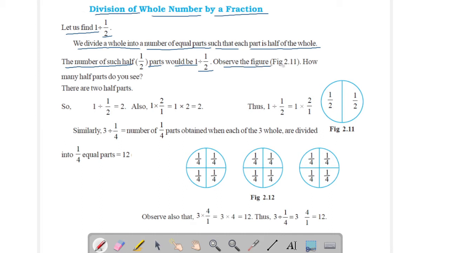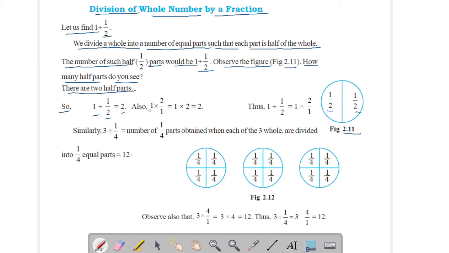Observe the figure. How many parts do we see? That is 2 parts, that is 1 upon 2 and 1 upon 2. So there are 2 half parts. So 1 divided by half is equal to 2.